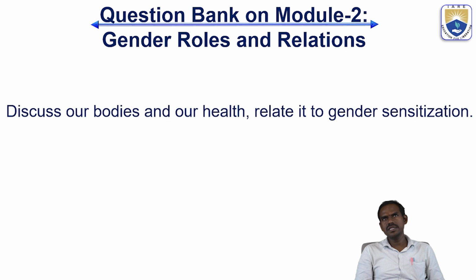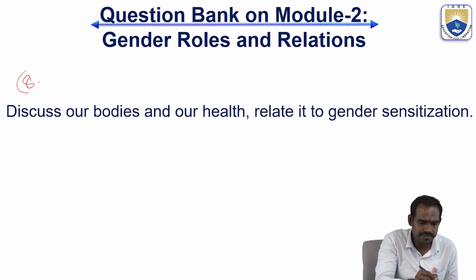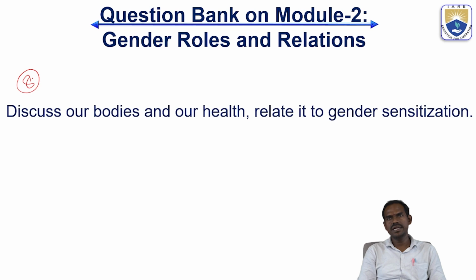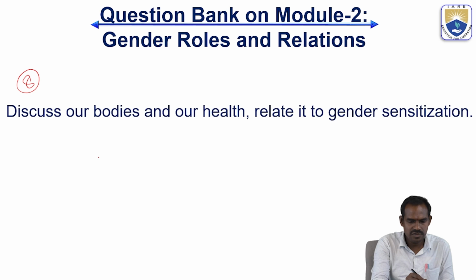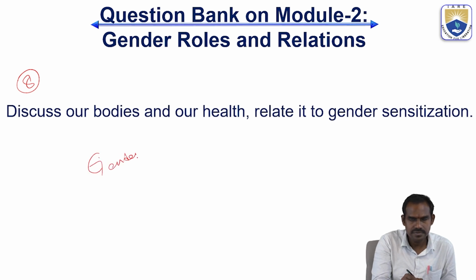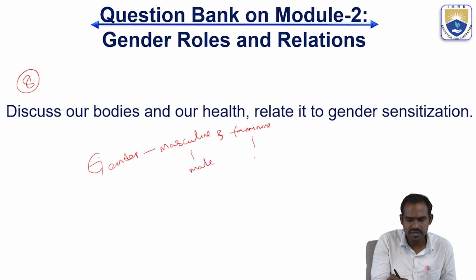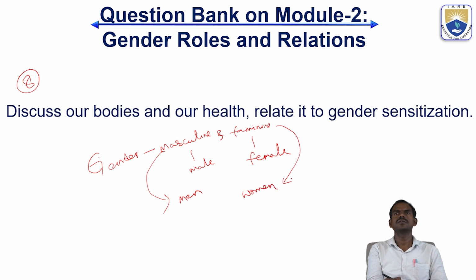Okay. Now the 8th question is: discuss our bodies and our health and relate it to gender sensitization. So the gender terms are masculine and feminine. This is related to the sex term male and this is related to the sex term female. Masculine is the characteristic property of men and feminine is the characteristic property of women. So that is the relation between men and women.